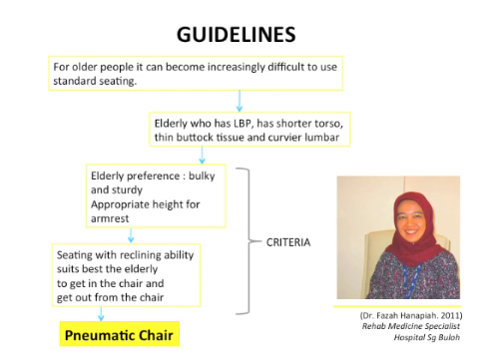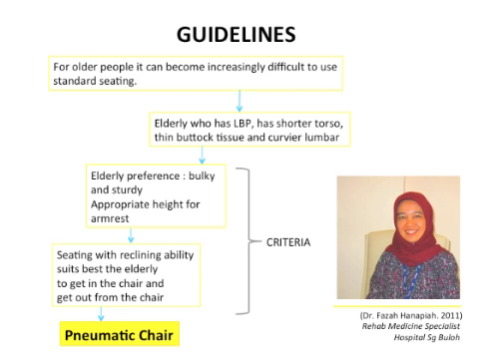An elderly person who has lower back pain has a shorter torso, thin buttock tissue, and a curvier lumbar. The elderly also prefer a chair that is bulky and sturdy, to make sure that it looks safe, with an appropriate height for the armrest. Sitting with reclining ability suits the elderly best for getting in and out of the chair, which directed me to a solution: a pneumatic chair.